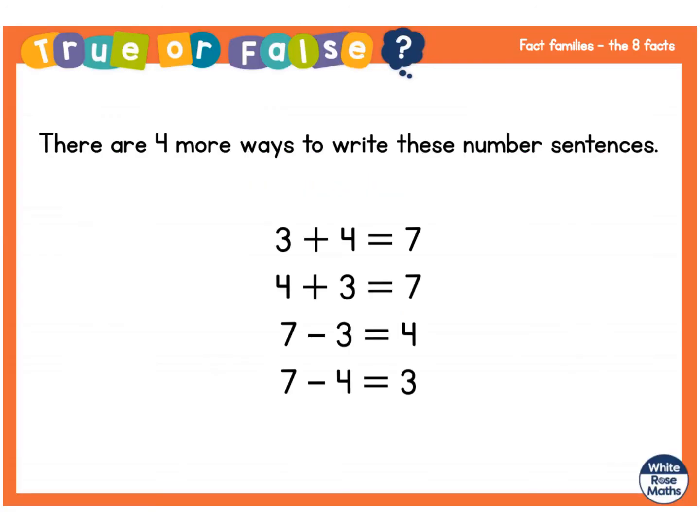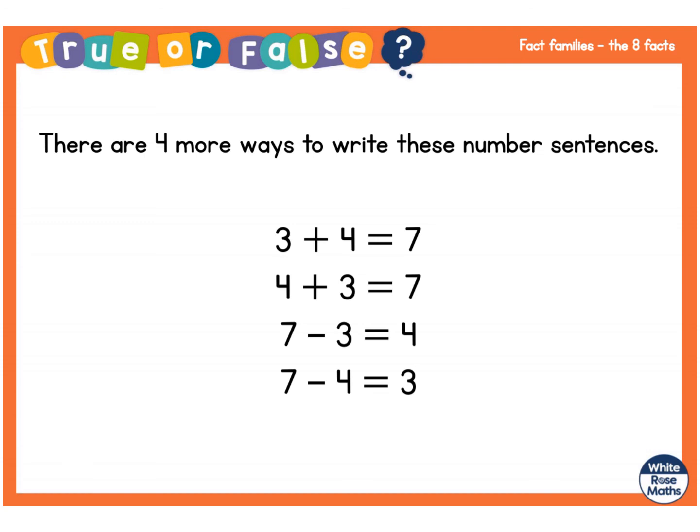Right, we've got a little bit of a true and false before you go on to your worksheet. So have a look. There are 4 more ways to write these number sentences. Is that true or is that false? So we've got 3 add 4 equals 7. That's correct. We've changed our parts now. 4 add 3 equals 7. Correct. 7 take away 3 equals 4. Correct. 7 take away 4 equals 3.